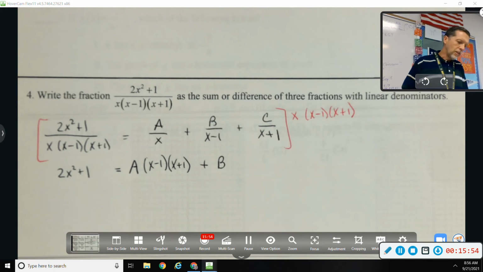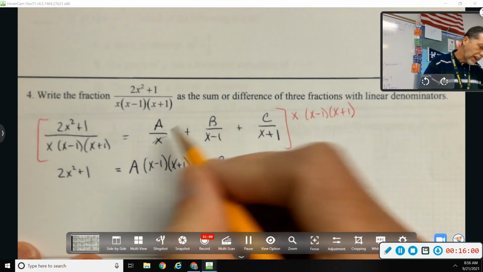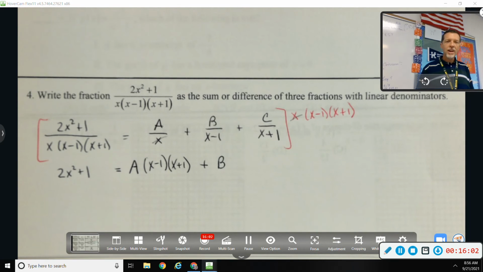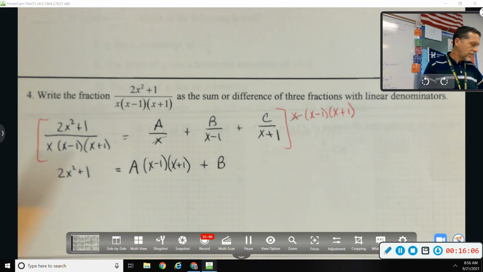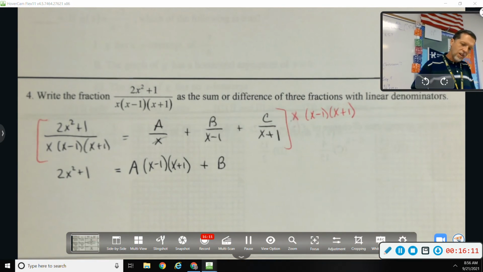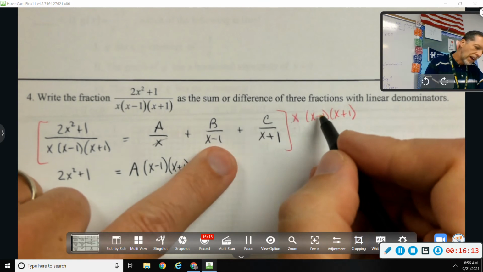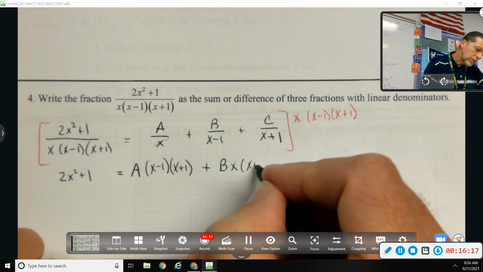Again, you've got to be careful because what you're used to doing when you cancel is actually marking them out, so the x's go away. The trouble with that is now it seems like the x is gone, but it's only gone for the first term. It's not gone for the second term. So be careful marking those things out. The x minus 1's cancel. That leaves x and x plus 1. That's a nasty thing.